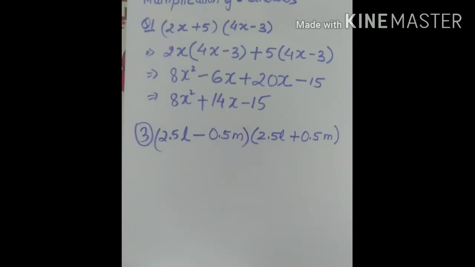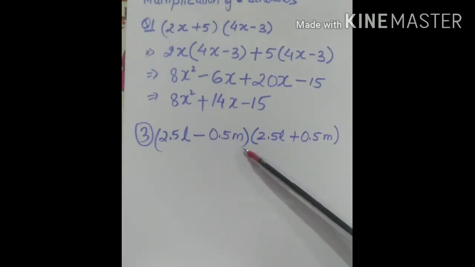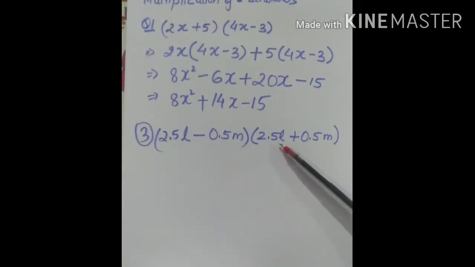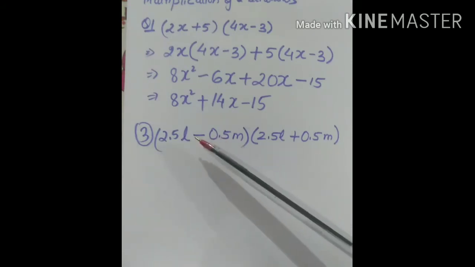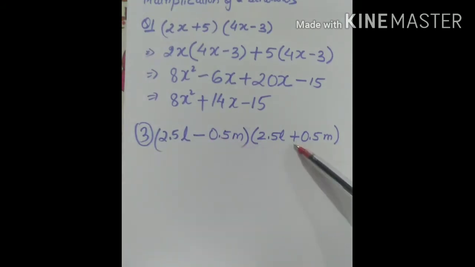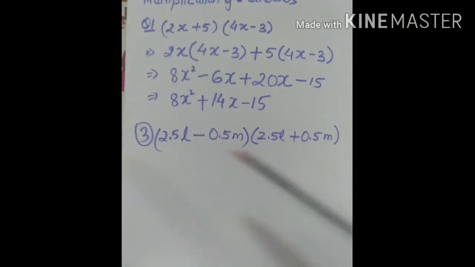Next question is 2.5L minus 0.5M multiplied by 2.5L plus 0.5M. Again see that both the binomials have the same terms, only the plus sign changes to a minus sign. Here the plus sign is there and here is the minus sign. So there is a change in the sign and the terms are just alike. Now these are also multiplied one by one. So let us see.